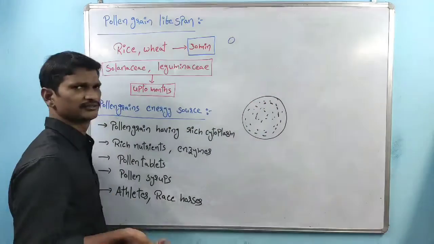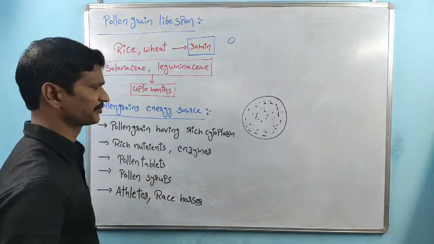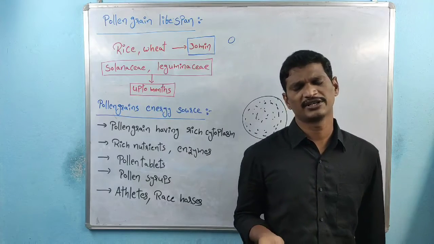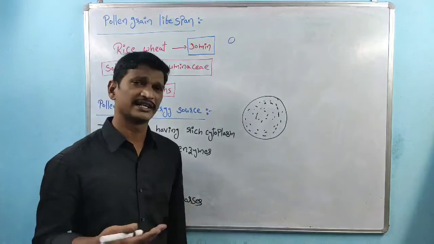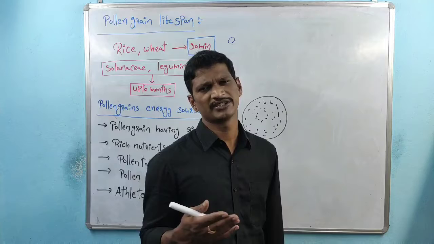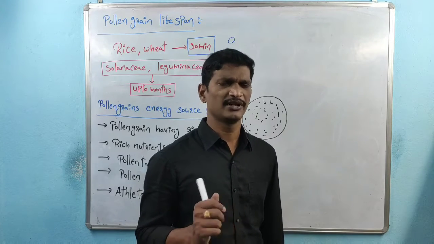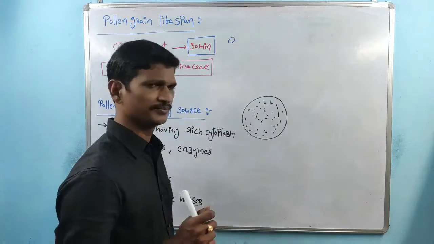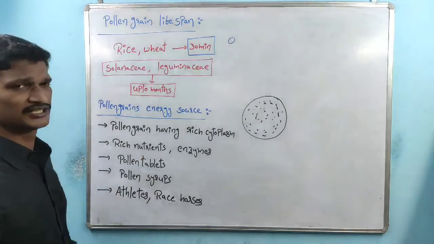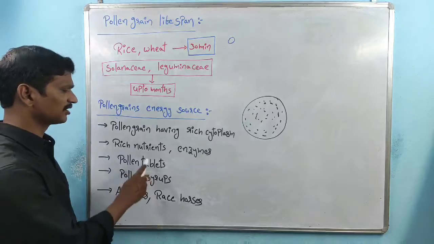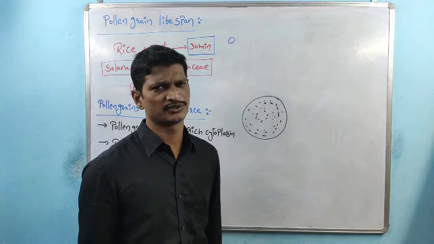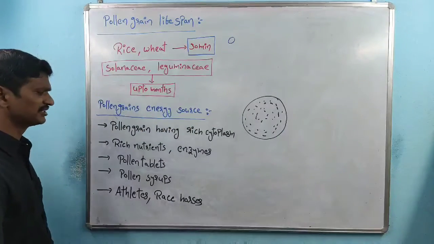If a person takes pollen grains as a diet, the enzymes and minerals in the pollen grains especially activate the enzymes in our body. The enzymes in the pollen grain cytoplasm are very important to our body, because enzymes are made up of amino acids. Enzymes are nothing but proteins, and proteins are made up of amino acids. So amino acids are very important to our body. Pollen grains have a rich cytoplasm containing a rich percentage of nutrients and enzymes, and all of these are majorly involved in activating the body's enzymes.